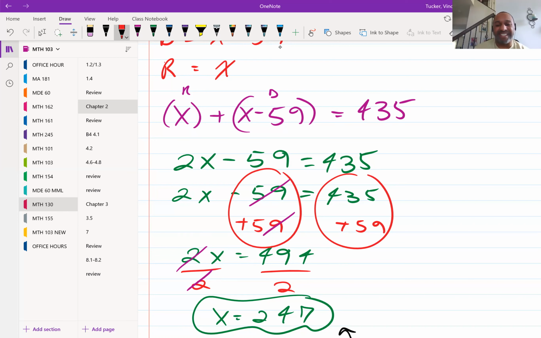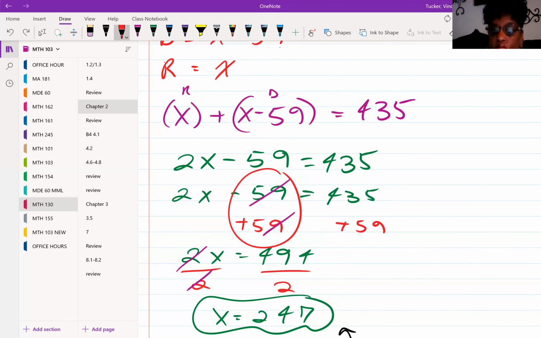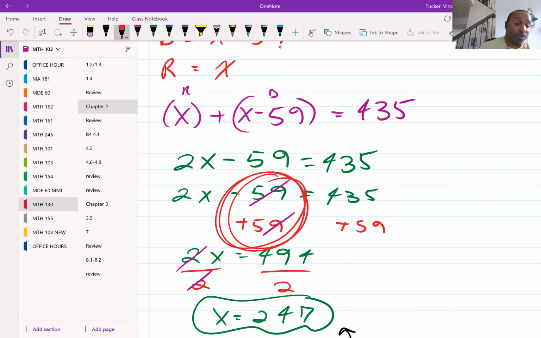So are we good? Okay, 247, everybody straight? So we good? All right. So yeah, remember we had to add 59 because there was a minus 59 right here. We're trying to get X by itself. So we add 59 to both sides. And then from there, that left us with 2X equal to 494. And then when you divide both sides by 2 to get the 2 off of X, 494 divided by 2 is 247.